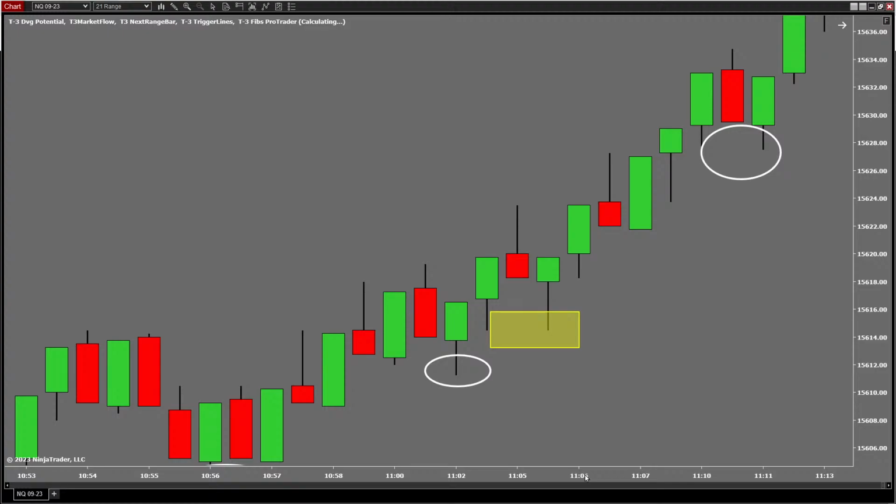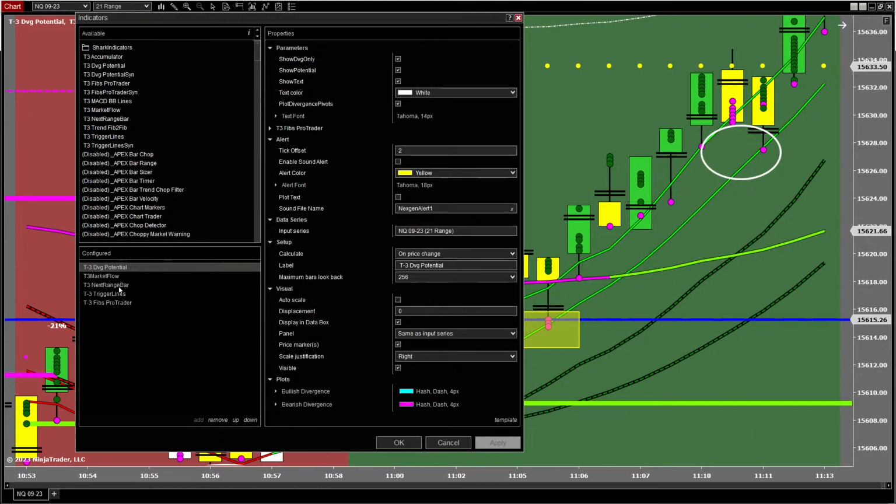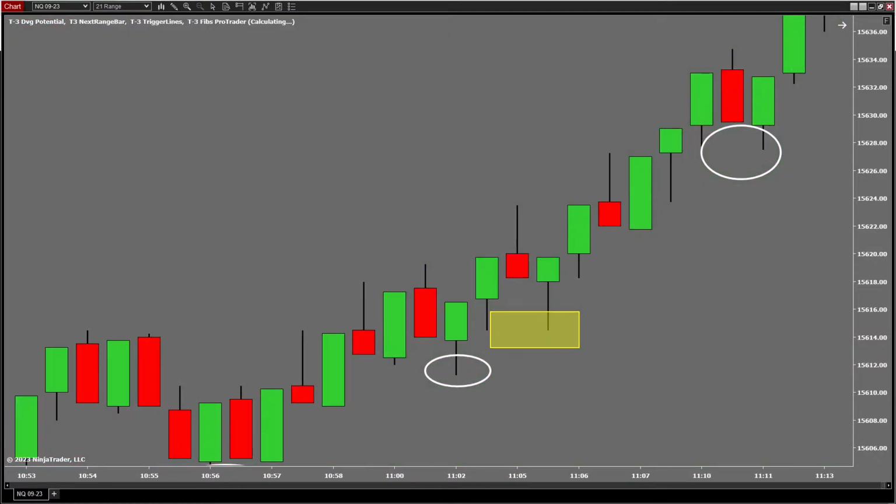Come on, slow calculations. I wanted to get rid of my market flow on here real quick, and I didn't. Oops, my bad. That's why it took so long to run. Hang on a second. Remove the market flow. Okay, that'll run a little faster this time.